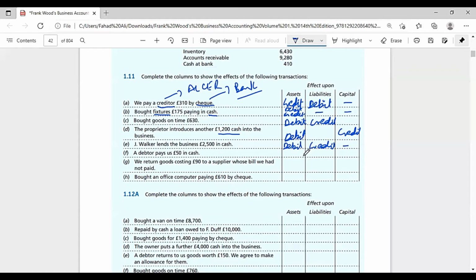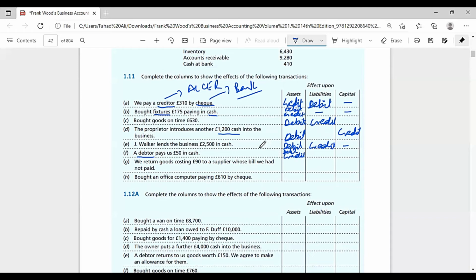A debtor pays us 50 in cash. What is this? So cash is increasing, so debit. Both are assets. Do you agree with this? Yes. So debit and credit both will be done with the debtor and cash. Wait, why credit? The reason is that our accounts receivable, our customer, is decreasing. Now he won't have to pay much in the future. Oh, okay. Once he has paid that, how can I expect more payment in the future? Right. So that's why it's credited and cash is debited.